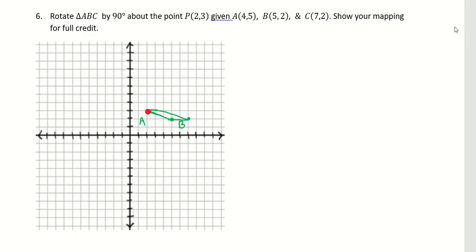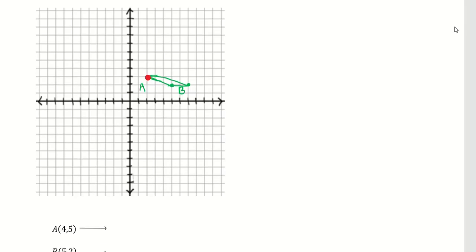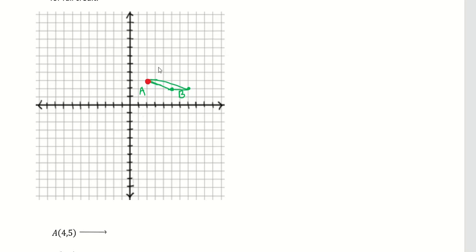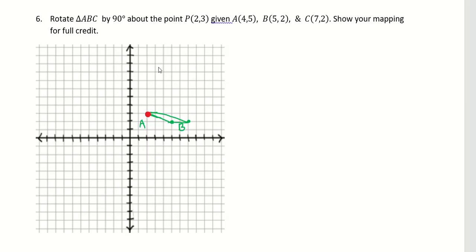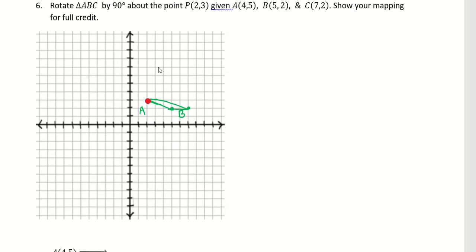However, as we're looking at this, the important part is that we are no longer rotating about the origin. So what we want to do, remember, to be able to get this about that point is we're going to move everything to the origin.